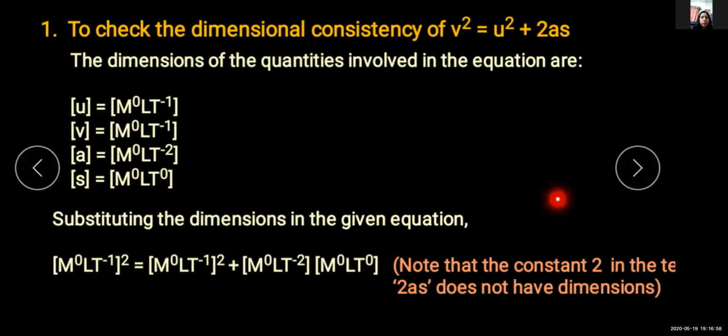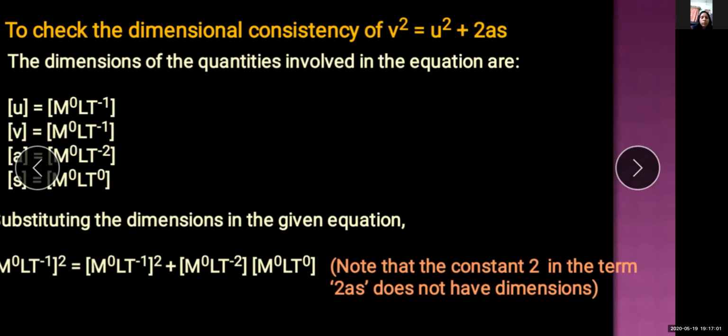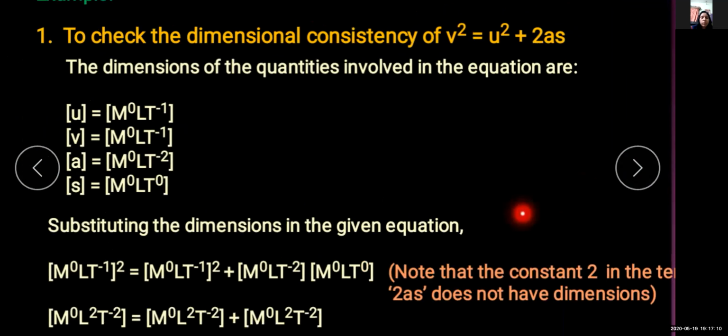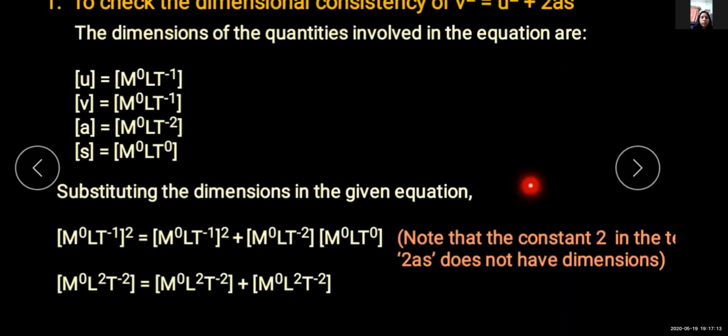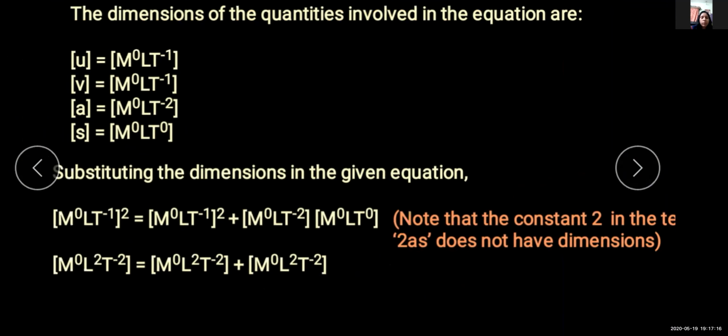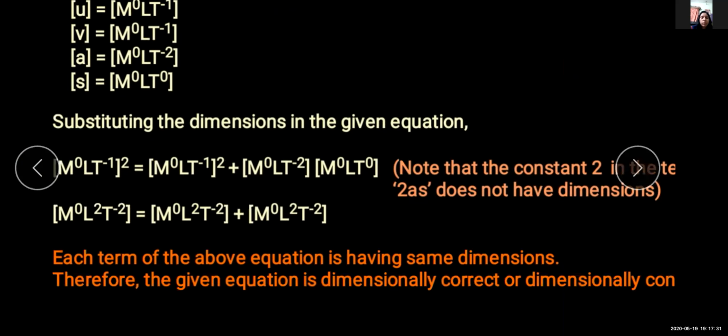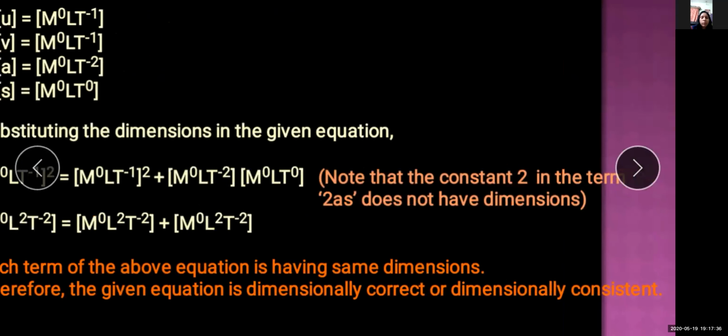Note that the constant 2 in the term 2as does not have a dimension. Any constant value, 2, 4, 6, pi, has no dimension, as I told you in the previous slide. So on solving this, we will get M^0 L^2 T^-2 equal to M^0 L^2 T^-2 plus M^0 L^2 T^-2. Each term of the above equation has the same dimension, so we can say this formula is correct. Therefore the given equation is dimensionally correct or dimensionally consistent. I hope this is clear to you, how to check the correctness of the formula.